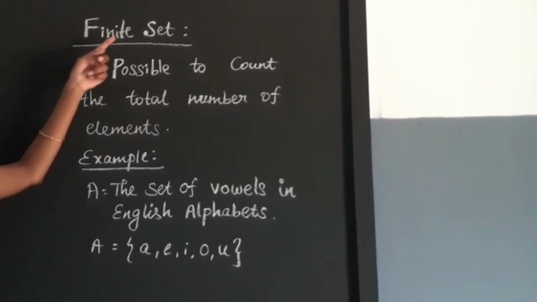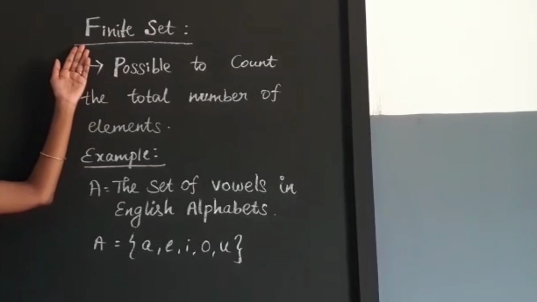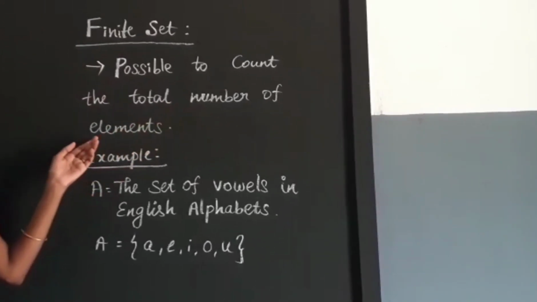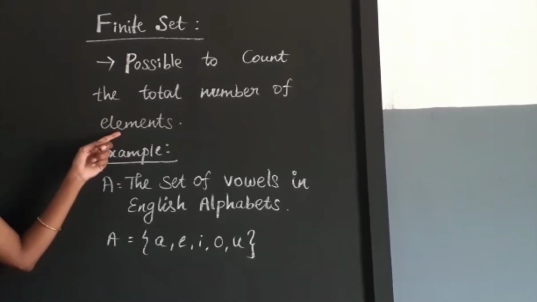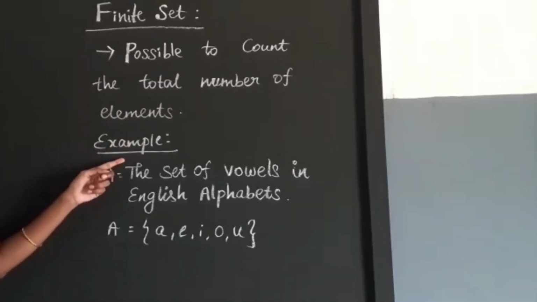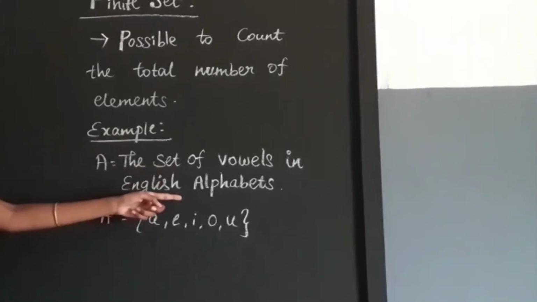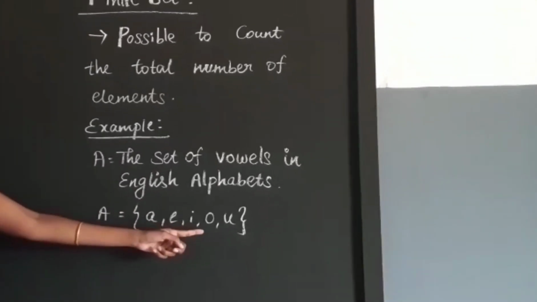Next set is finite set. Finite set means it is possible to count the total number of elements in the given set. I will give one example for this. A equals the set of vowels in English alphabets, that is A equals {A, E, I, O, U}.